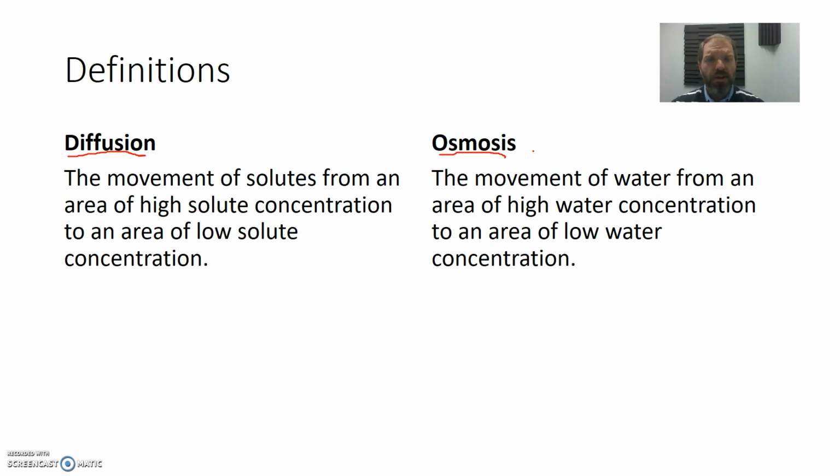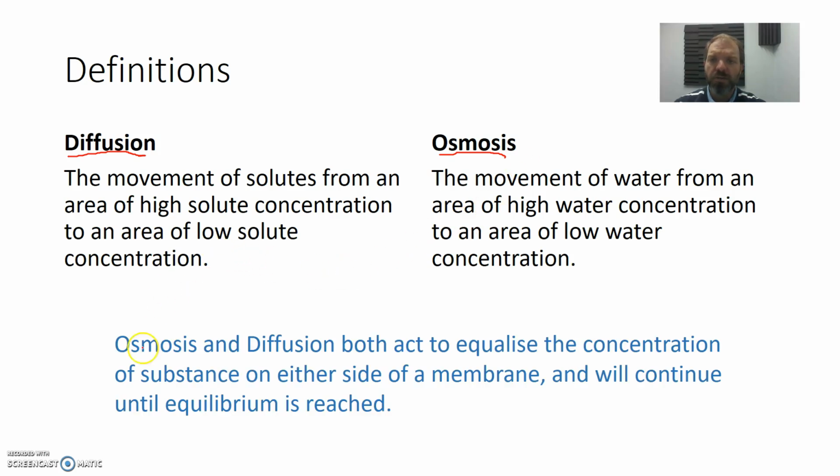Where people think that these are opposite or different is that the direction of movement might sometimes be opposite. So if you have something that's got a high solute concentration, it would therefore have a low water concentration, whereas if it's got high water concentration, it would have a low solute concentration. And so the water and the solute might move in opposite directions even though they're following the same process. In general, they both act to equalize the concentration of the substance on either side of the membrane, and that continues until equilibrium is reached.